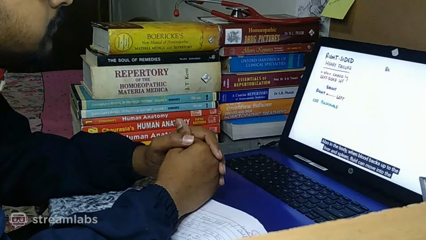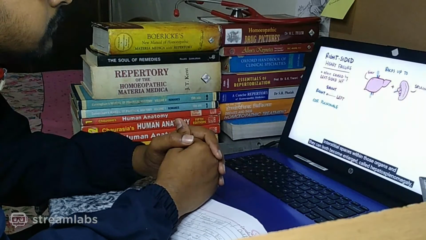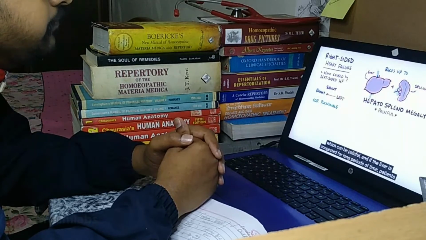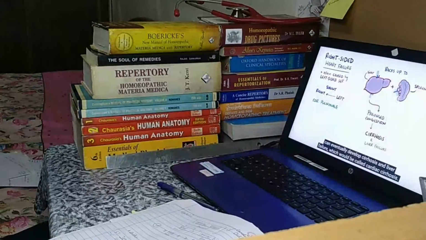Also in the body, when blood backs up to the liver and the spleen, fluid can move into the interstitial spaces within those organs, and they can become enlarged, called hepatosplenomegaly, which can be painful. And if the liver is congested for long periods of time, patients can eventually develop cirrhosis and liver failure, which will be called cardiac cirrhosis.